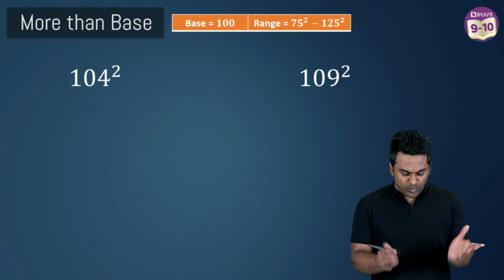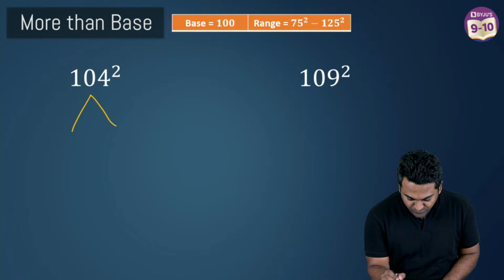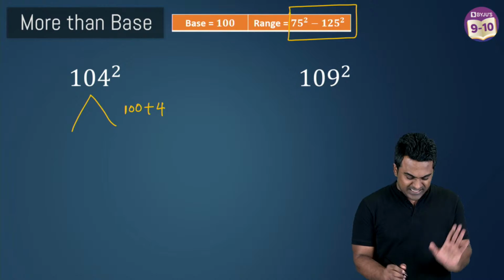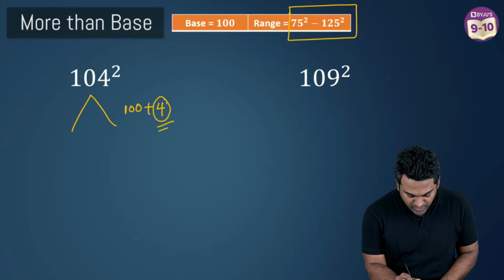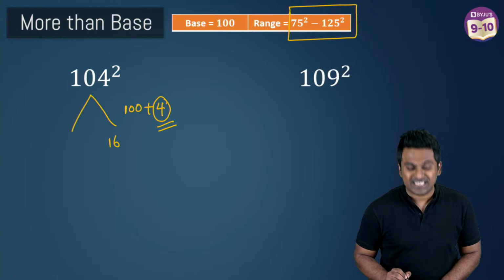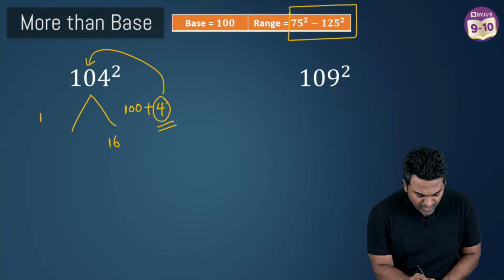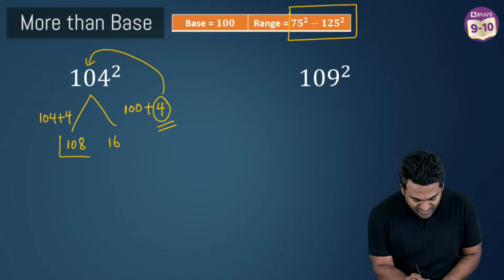104 square. How are we supposed to do this now? Again, it falls in this range of 75 square to 125 square, right? So 104 square, I will write it like 100 plus 4. And what's the first step? I'm going to take the square of this number here. Square of 4 is going to be 16. And I will add this 4 to 104. Very good. So 104 plus 4 is going to be 108. And there you go. This is going to be the answer.